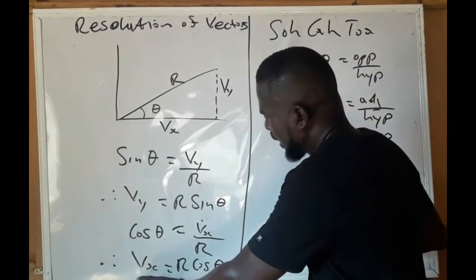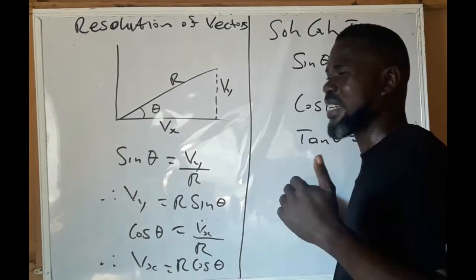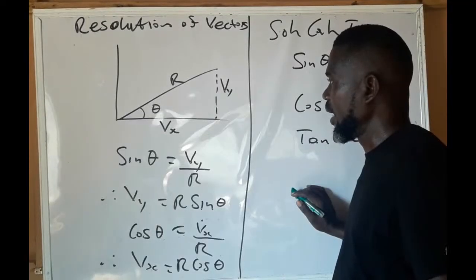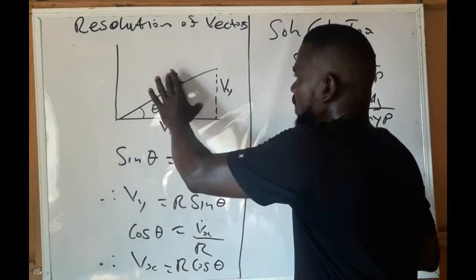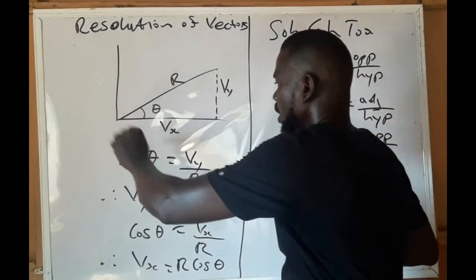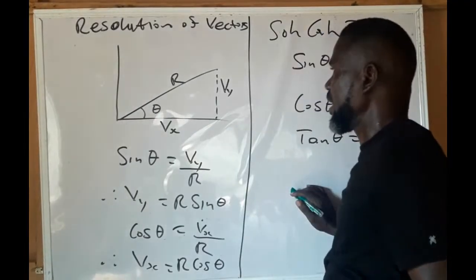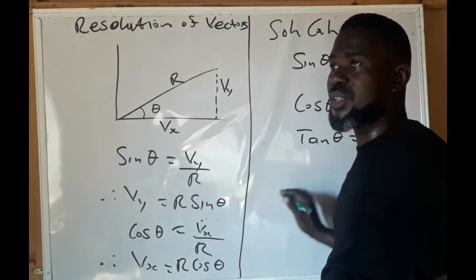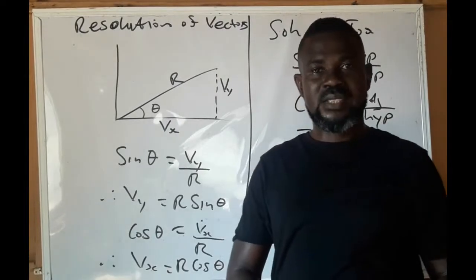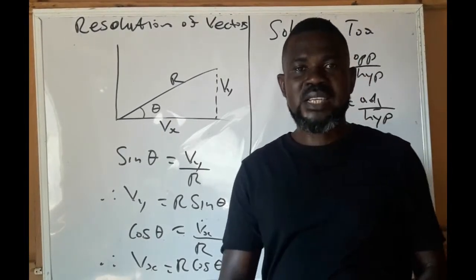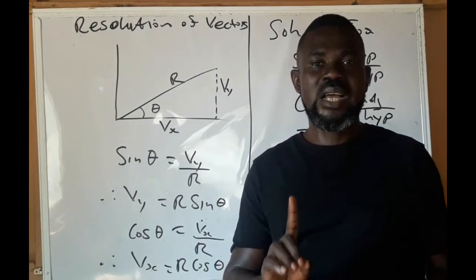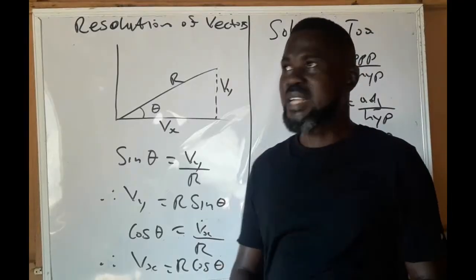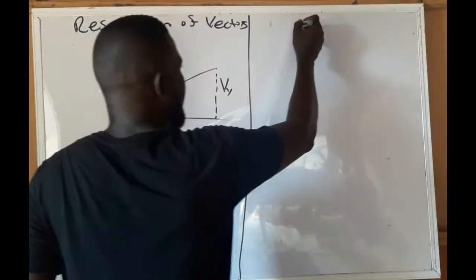Now, the Vx and Vy depend on the direction of the vector. It may lie on this axis, it may lie on this axis, or on a different axis. Now, this will lead us to discuss the four cardinal points. But before then, I'm going to use a simple example for a vector that still lies on this plane.